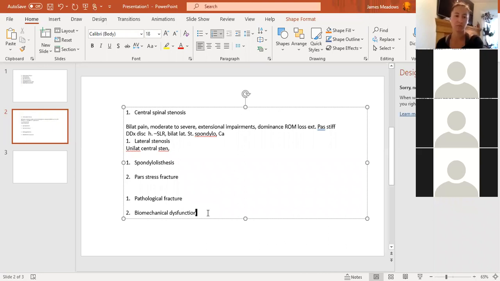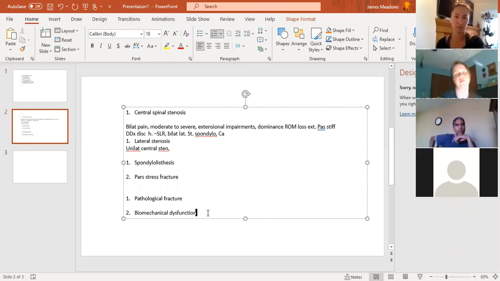Pretty much that's it. They will get pain on loading the posterior spine. So extension, particularly the quadrant test to that side, is likely to be painful. You're probably going to get pain on PAs. But anything that stresses that posterior column.